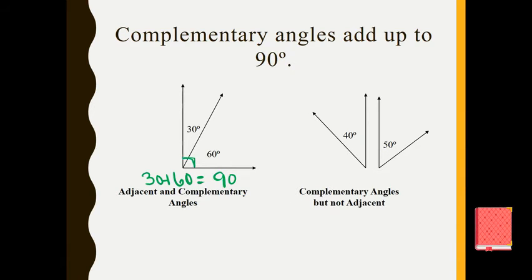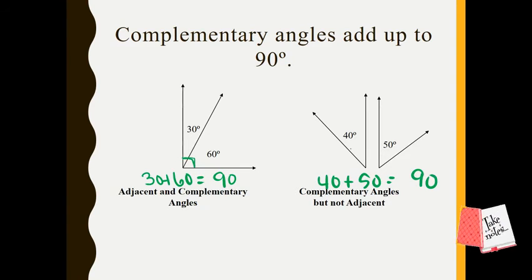Now, complementary angles can also be non-adjacent, meaning they're just two separate angles added together. So if I add them, 40 plus 50 also gives me 90. So even though they're not adjacent, it's still complementary because when you add the angles, it equals 90.